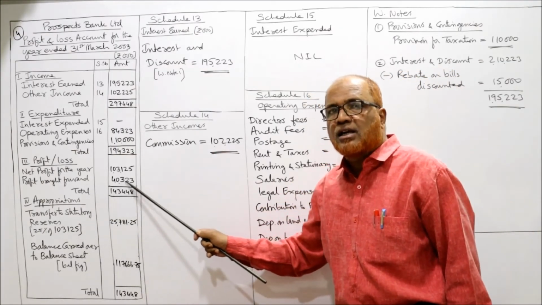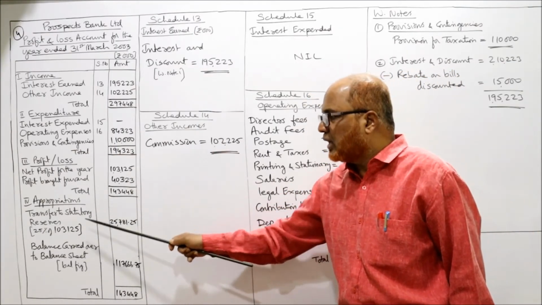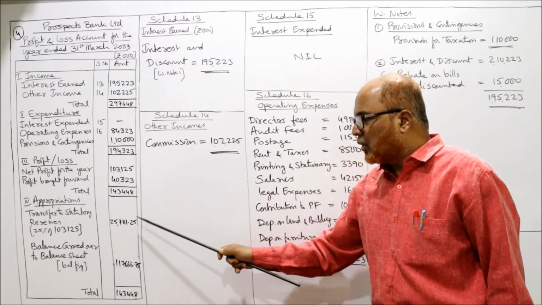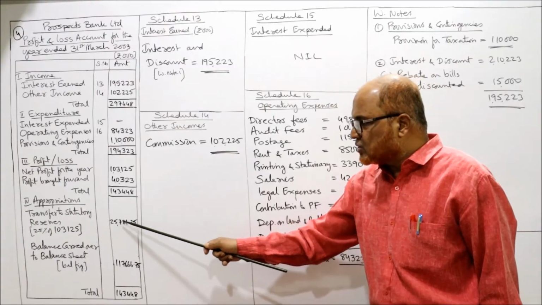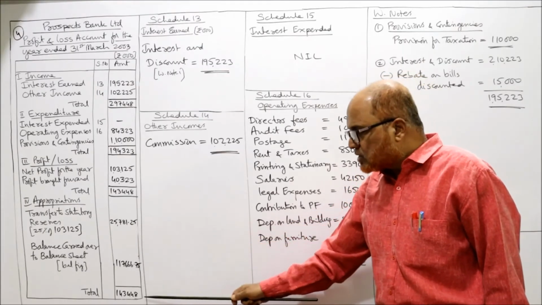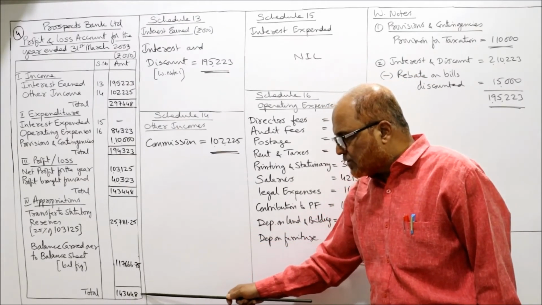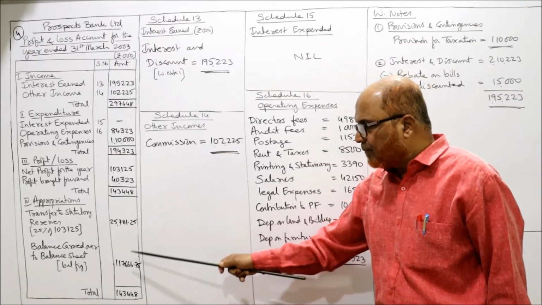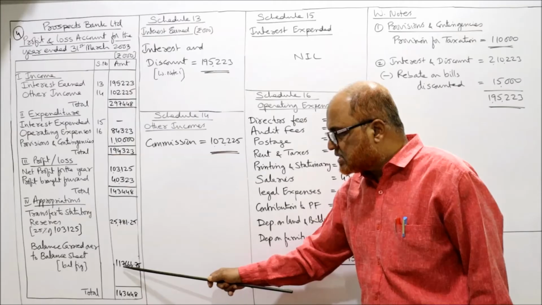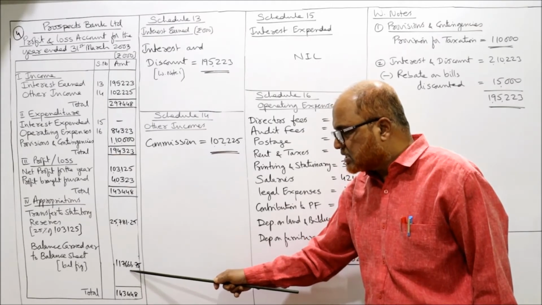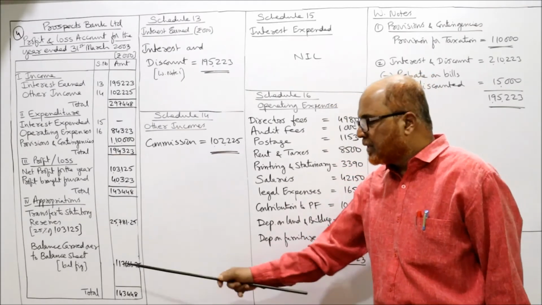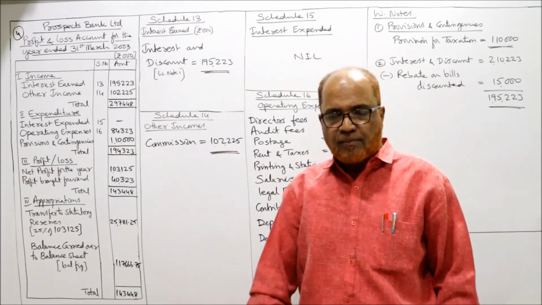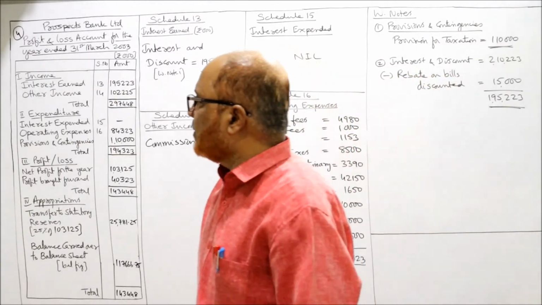25% of current year's profit 1,03,125 is 25,781.25. Now subtract 25,781.25 from 1,43,448. You will get 1,17,666.75. This is the balance carried over to balance sheet. That's all. This is the end of problem number 4.